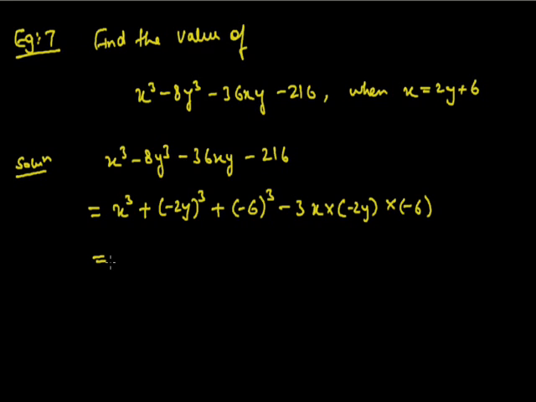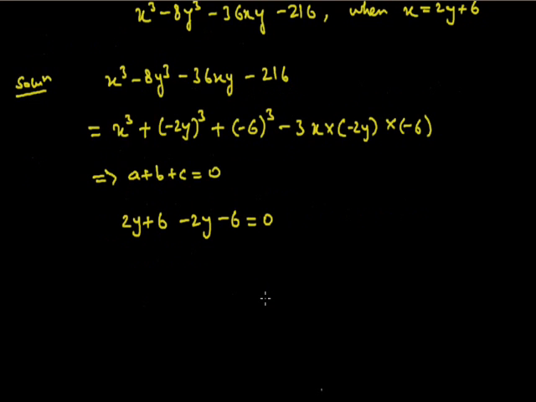But if you observe this question again properly, it is given that x is equal to 2y plus 6. And if we now check the special case of the same identity, the special case was a plus b plus c is equal to 0. So accordingly, we have taken a as here x, and instead of x we can keep 2y plus 6. b here we have taken as minus 2y, and c here we have taken as minus 6. So if we add these, we'll get 0. It means we can use the special case of that identity here.